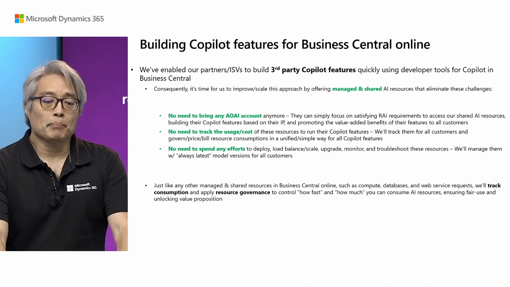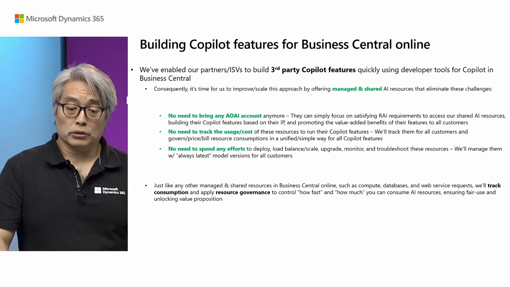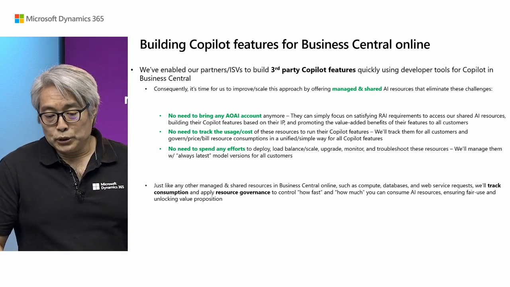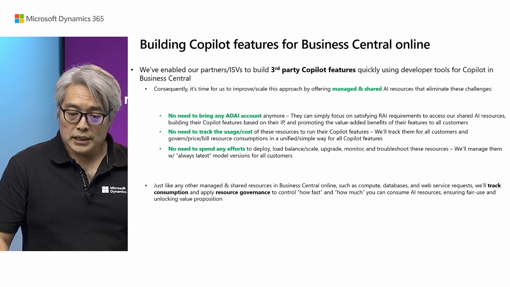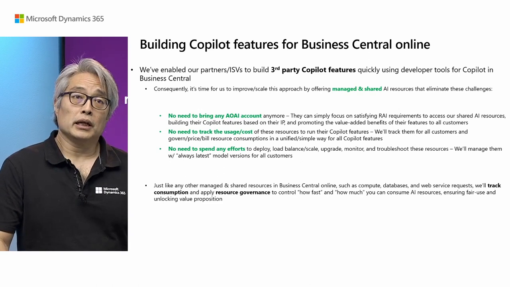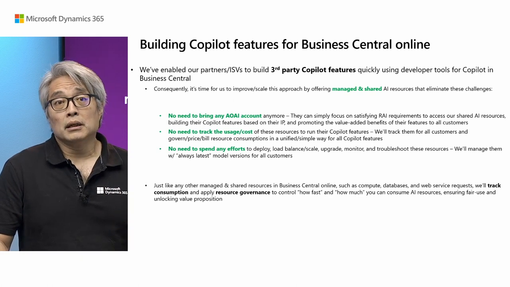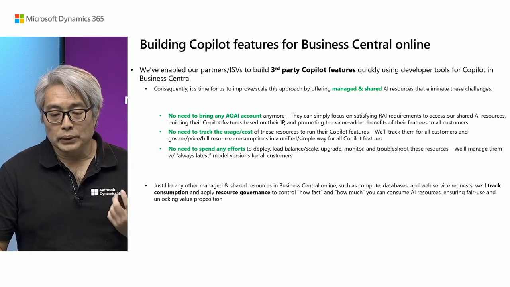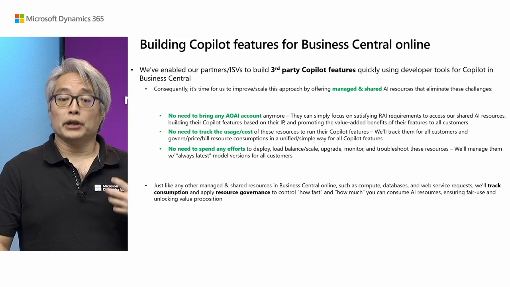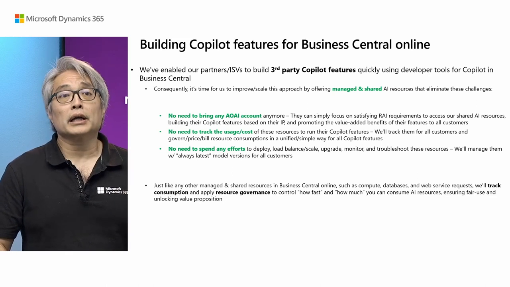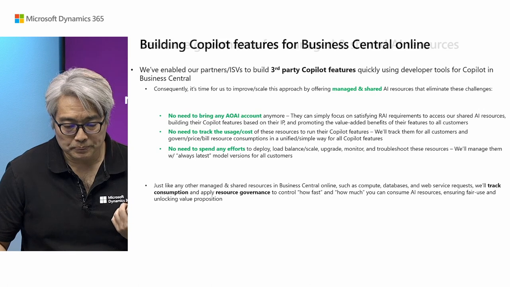So just like any other managed and shared resources in Business Central Online, such as compute, databases, and web service requests, we will track consumption and apply resource governance to control how fast and how much you can consume AI resources, ensuring fair use as well as unlocking a value proposition.